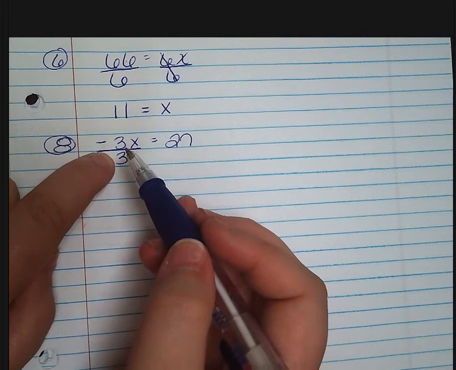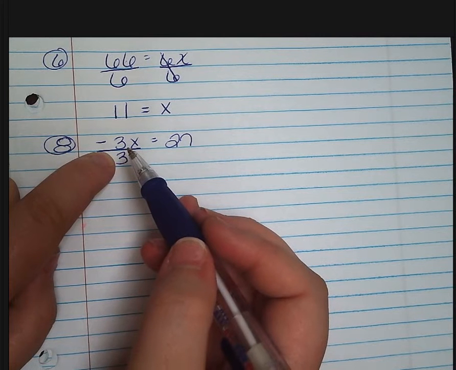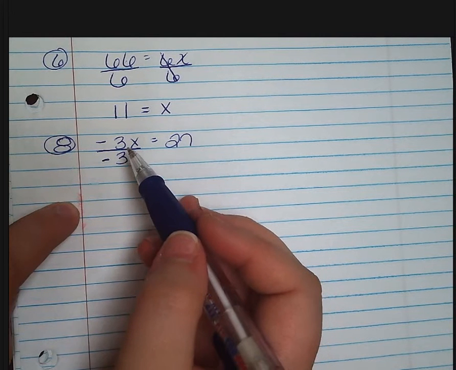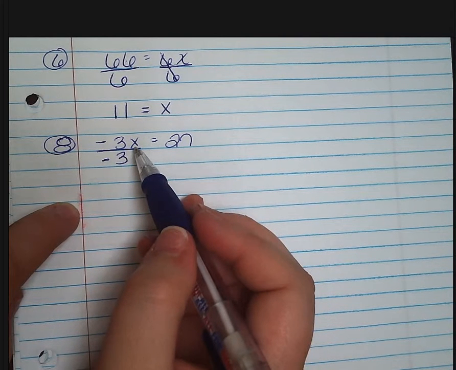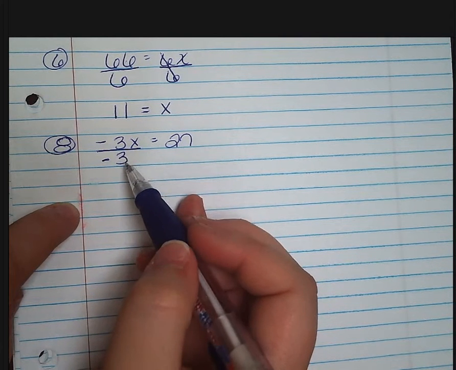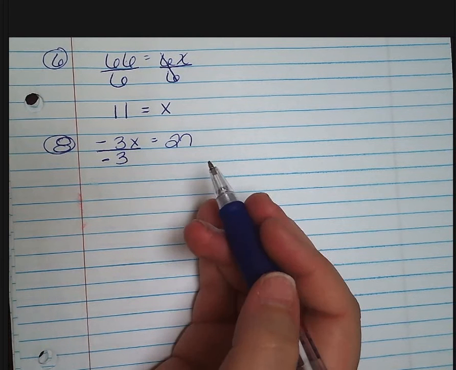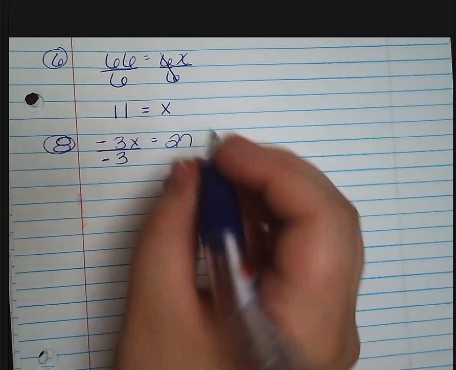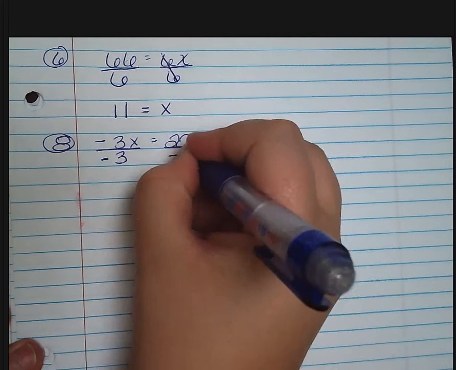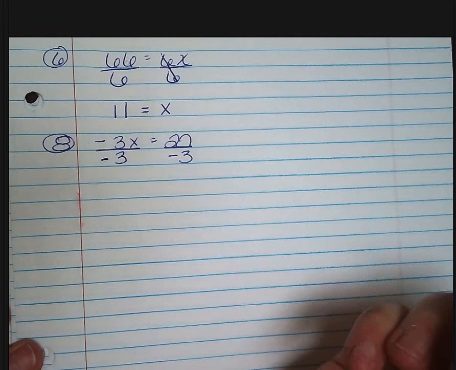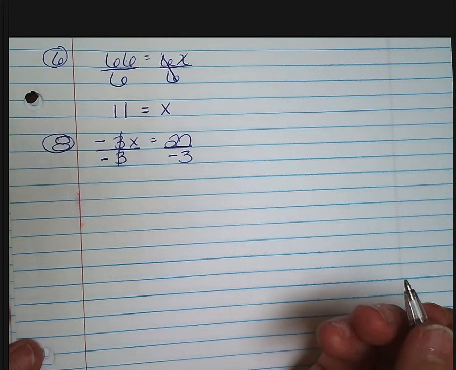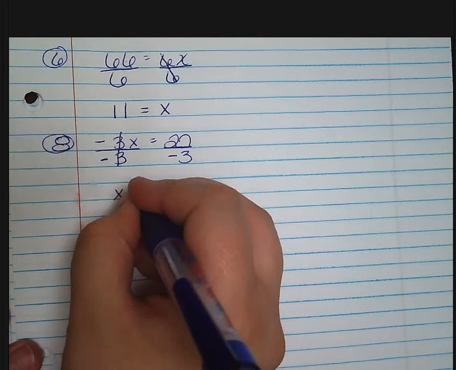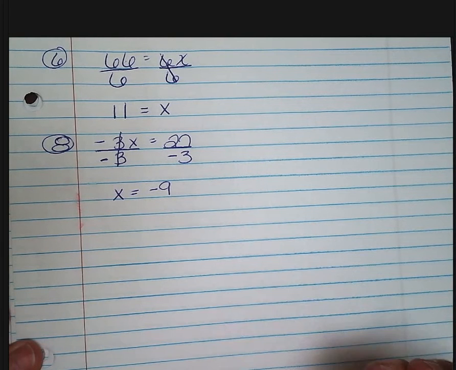But we don't want a negative x. We want it positive. So that's why when we are multiplying x by a negative, in order to get rid of that negative, you've got to also divide your x by a negative number as well. So remember, what we do to one side, we have to still do to the other. So those negative 3's cancel because they give you a 1. X equals negative 9.